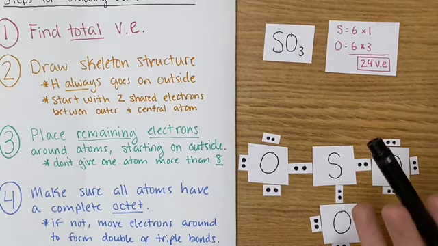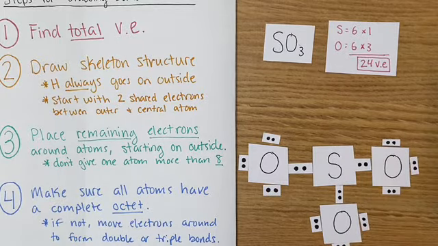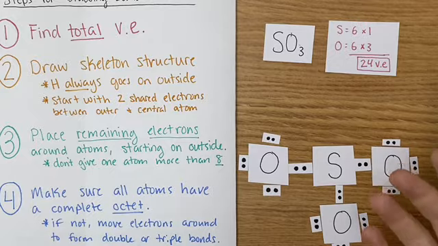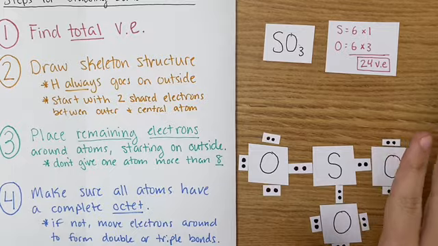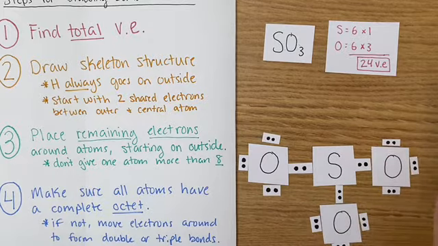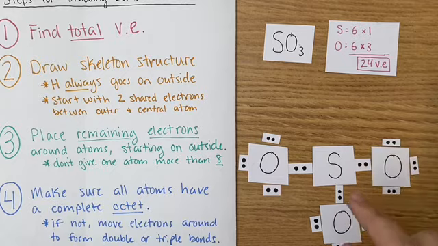That's not 8 yet. So sulfur does not have an octet. What we need to do is move electrons around to form double or triple bonds to make sulfur happy. What we can't do is just add 2 more electrons, because remember, we only have 24, so we've already used them all. We can't pull in any more.